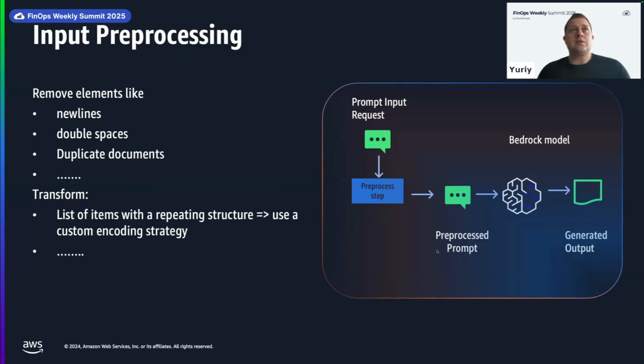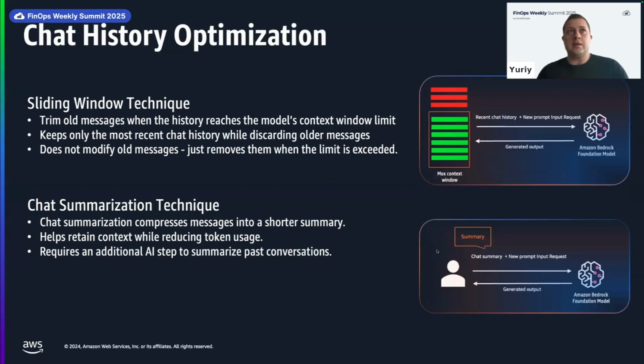You can reduce its length, remove some elements which are not necessary, like new lines, double spaces, all these things which consume tokens but don't add any value. You can add some details to the initial prompt on how you would like to constrain the output to reduce the amount of output tokens. And then send this prompt to the LLM.